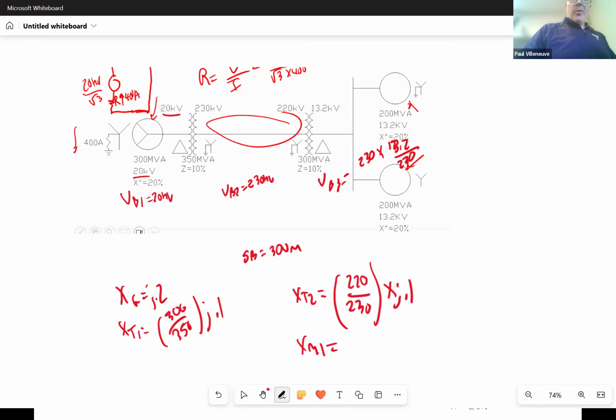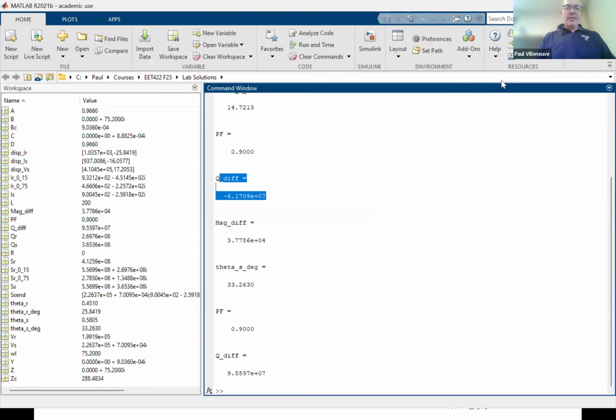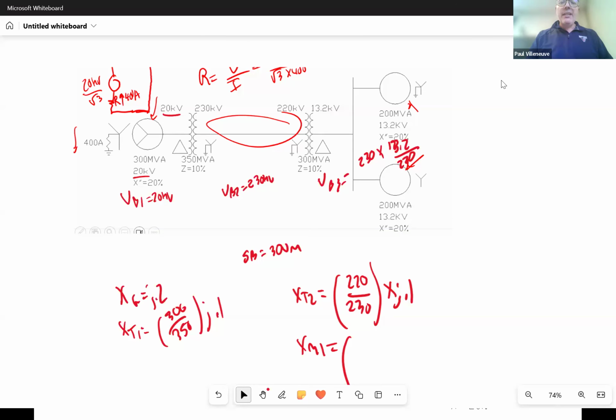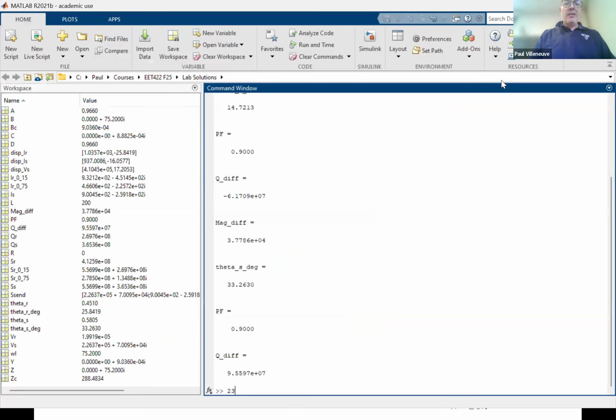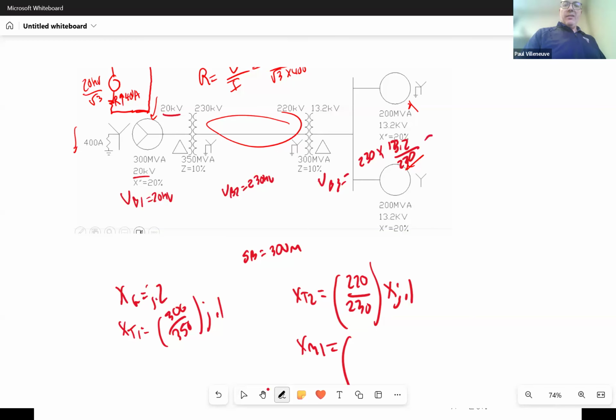I have to adjust both. So I should probably do this quick calculation. Let me bring up MATLAB really quickly. Here we go. Let's see, 230 divided by 220 times 13.2 is 13.8 kV. So this here is 13.8 kV.